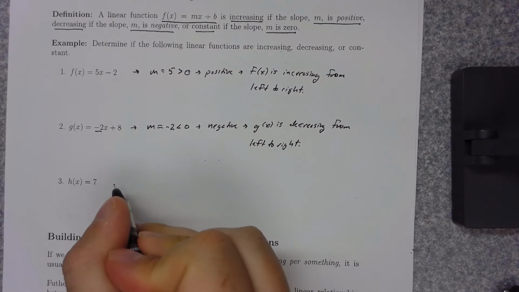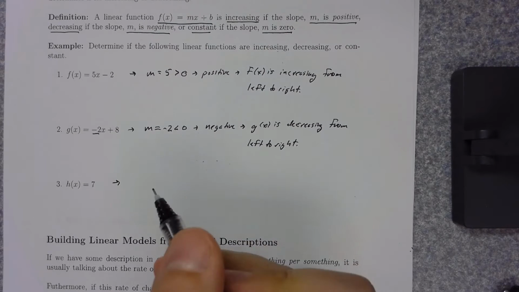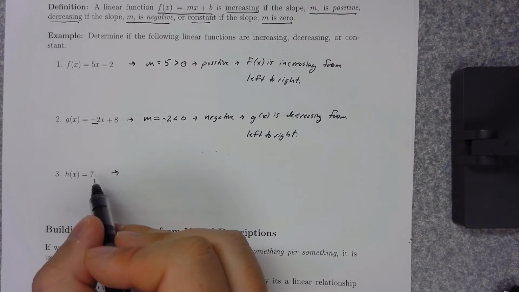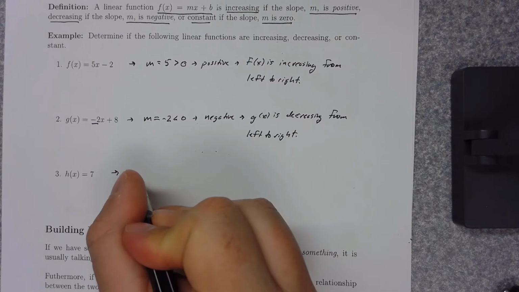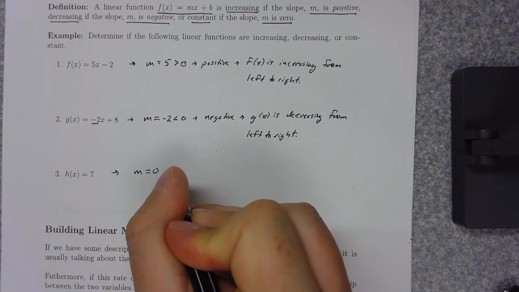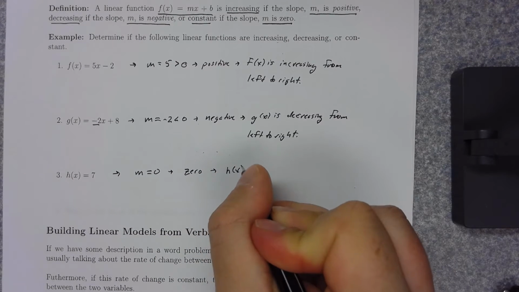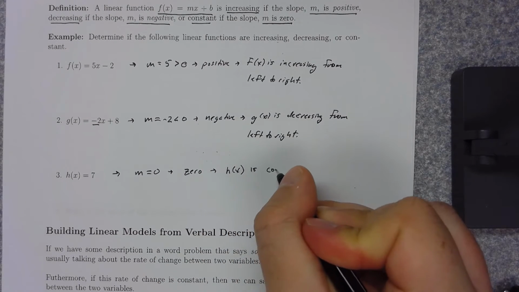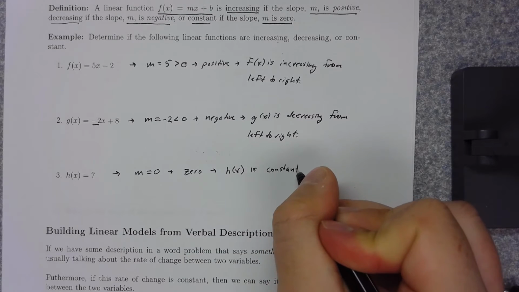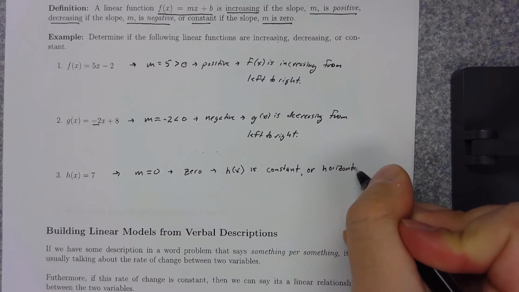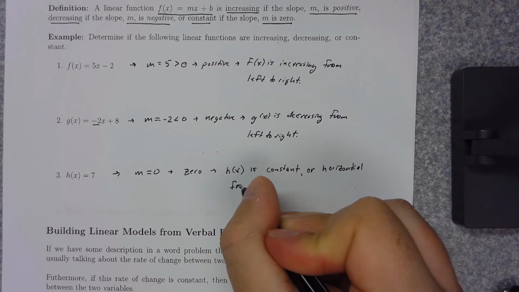Now, in this function right here, there is no slope. I just have a y-intercept. So my slope here is 0, which means h of x is constant or horizontal from left to right.